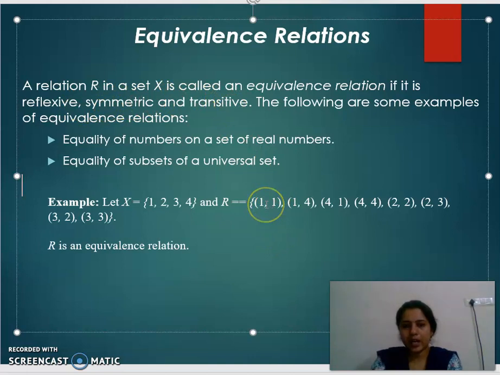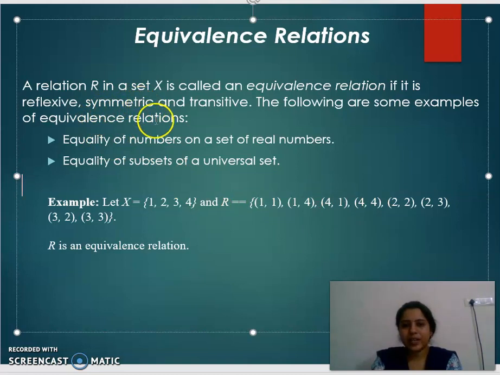Is the given R satisfying the reflexive relation? When it satisfies the reflexive relation, here our basic given set contains 1, 2, 3, 4. So (1,1), (2,2), (3,3), (4,4) should be in the given R. Yes, we have the (1,1), (2,2), (3,3), (4,4) pairs in R. So R satisfies reflexivity.